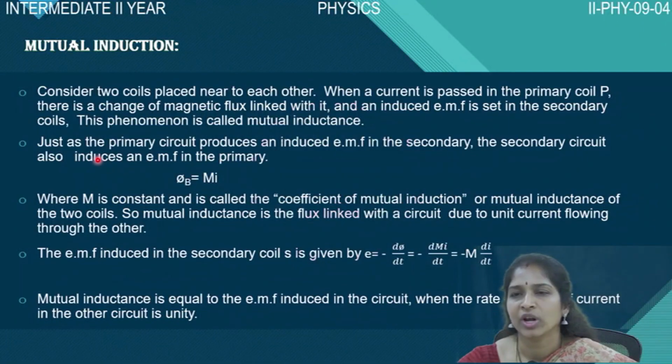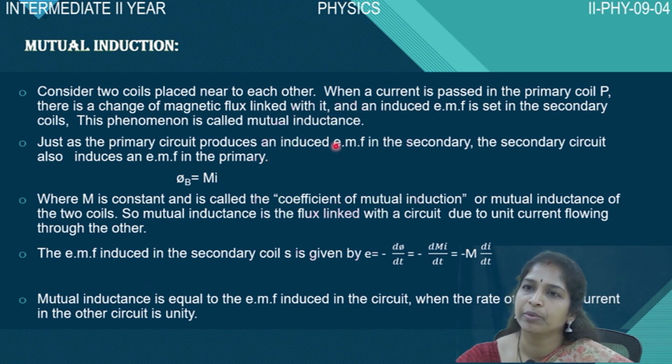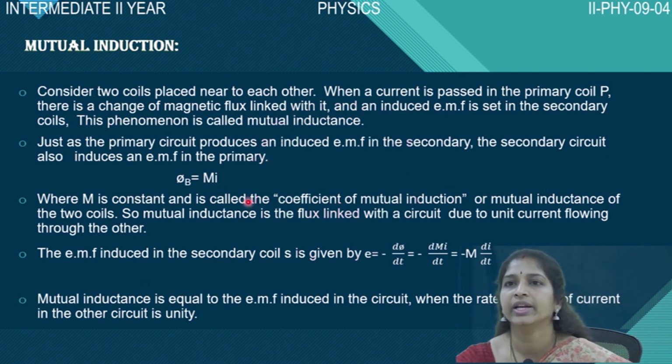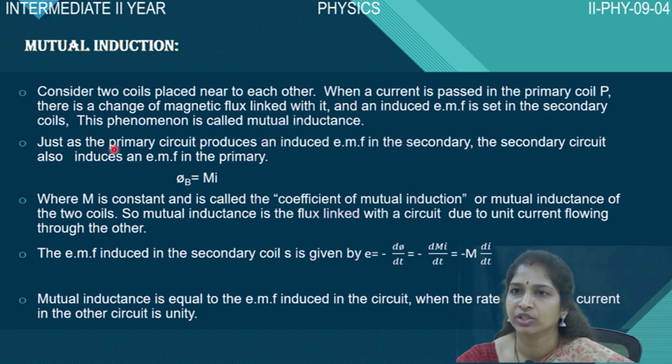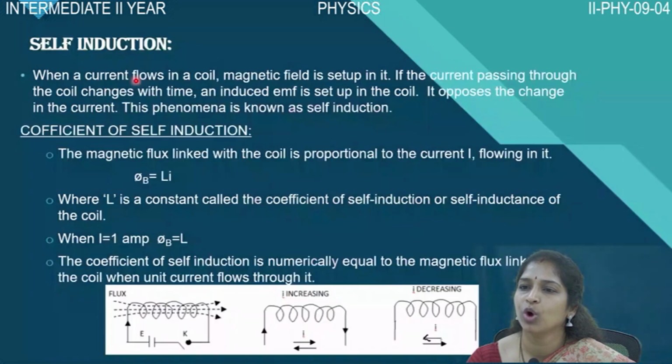So we have already discussed what is self-induction. Now mutual induction. What is self-induction? If there is a single coil and if current is passing through that coil, EMF is developed in the same coil, then that is called as self-induction. But mutual induction means there will be two coils placed adjacent to each other.